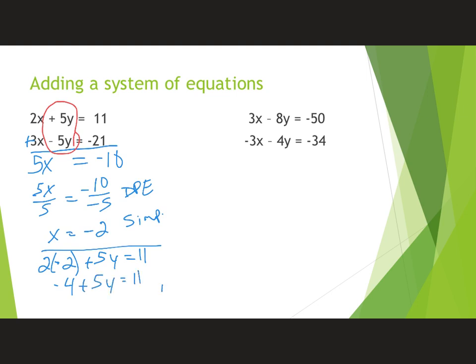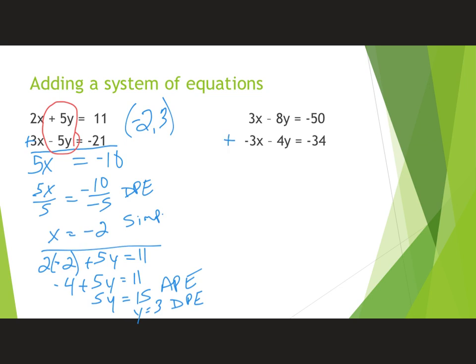2 times negative 2 is negative 4, plus 5y equals 11. I'm going to add 4 to both sides. I get 5y equals 15. And then when I do my division property of equality, I get y equals 3. So now I have as the answer to this set, x first, then y, negative 2, 3. Well, that's pretty easy, right? So let's look at this next one.